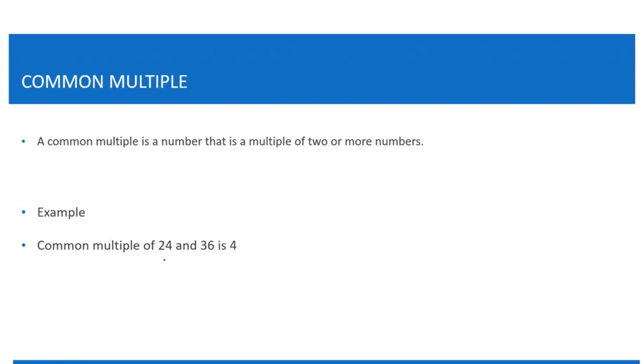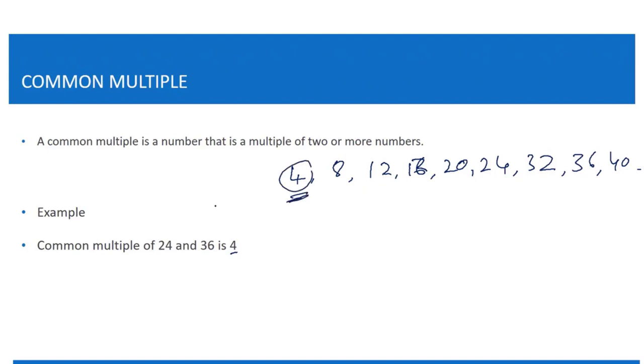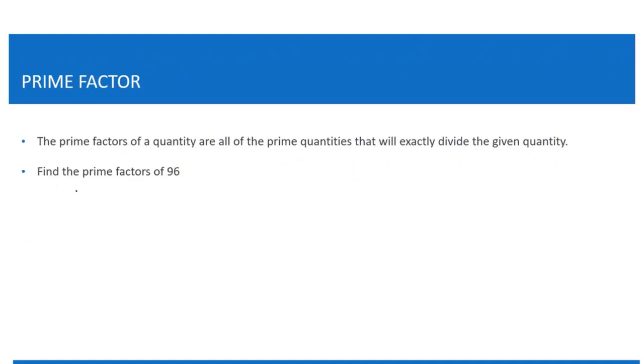Let us check out. For 24 and 36, a common multiple of 4. Let us check how. 4 1s are 4, 4 2s are 8, 4 3s are 12, right? And then 4 4s are 16, then 20, 24, 32, right? Then 36, 40 and so on. Now 24 and 36 are both multiples of 4. Hope you understood.